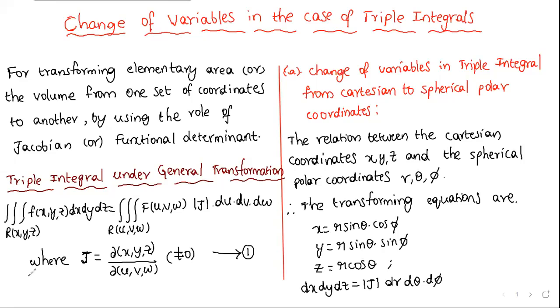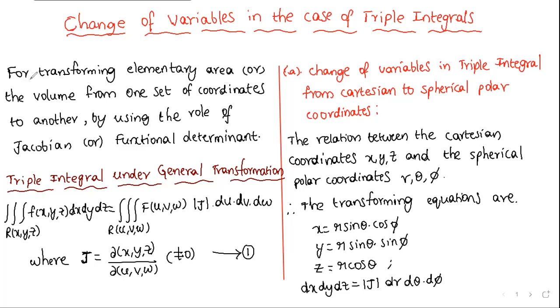Today I'm discussing the topic change of variables in the case of triple integrals: how to change the variables from one set of coordinates to another. Here we observe two methods: Cartesian coordinates to spherical polar coordinates, and similarly, Cartesian coordinates to cylindrical polar coordinates. These two methods are very important.